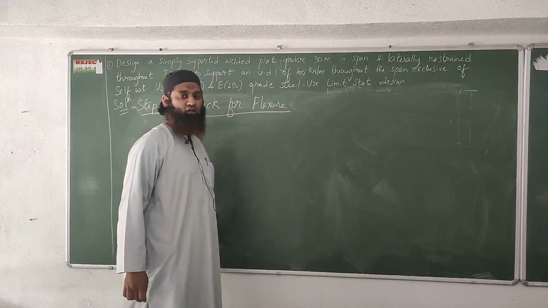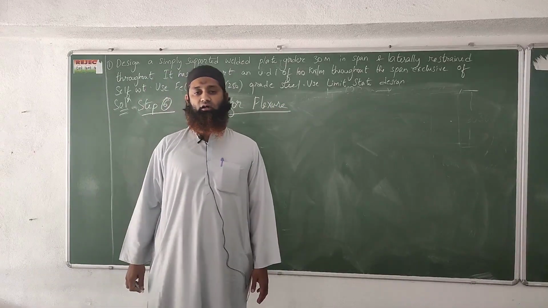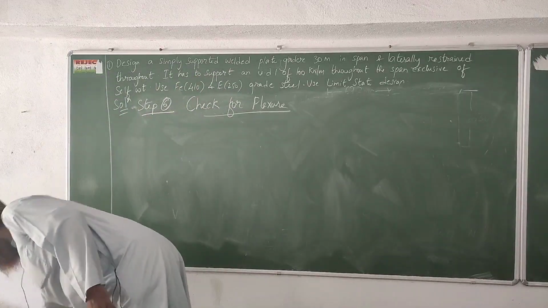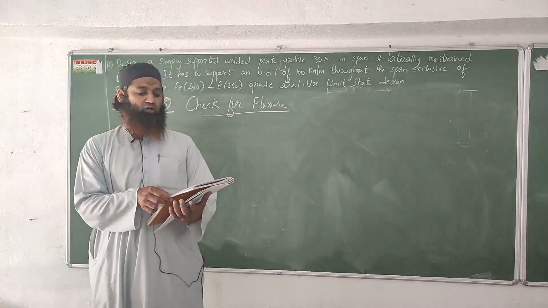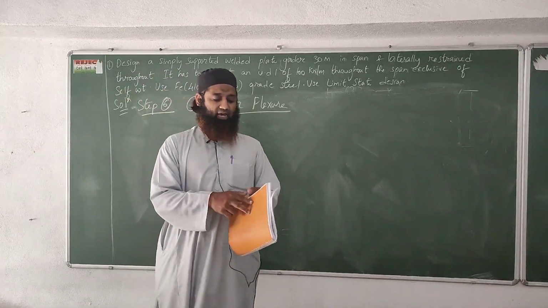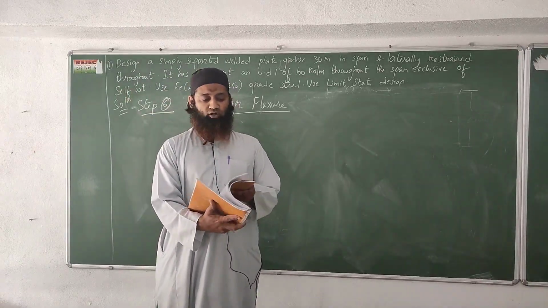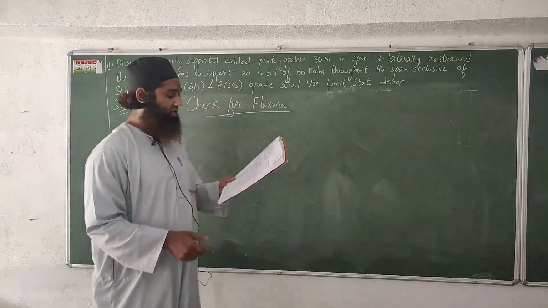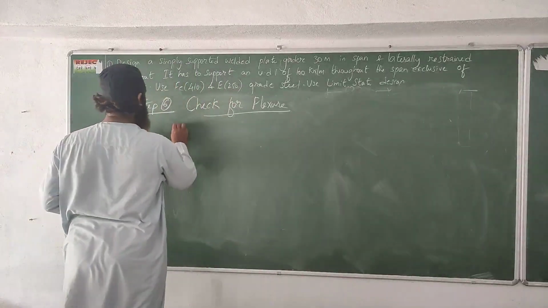For the check for flexure, you have to see page 53, moment capacity MD. You can just open the code book, IS 800 of 2007. As I had mentioned, we need this code book again and again. All these formulas and clauses have been given here. See, it is given here, MD, moment capacity.